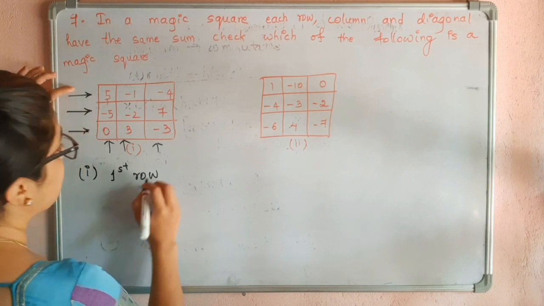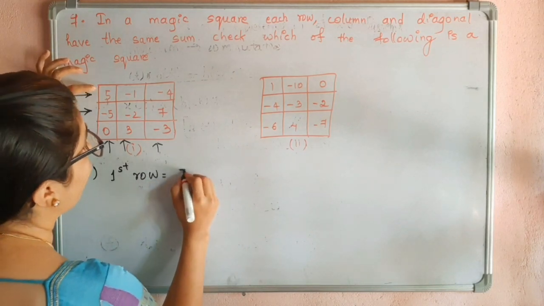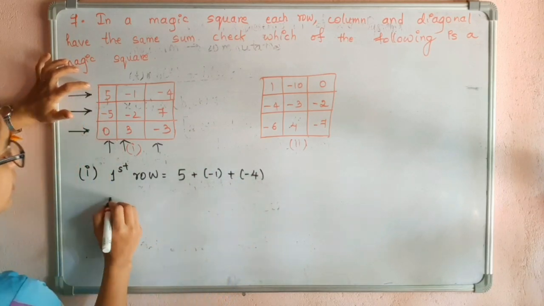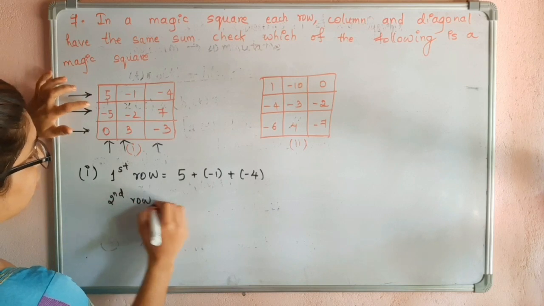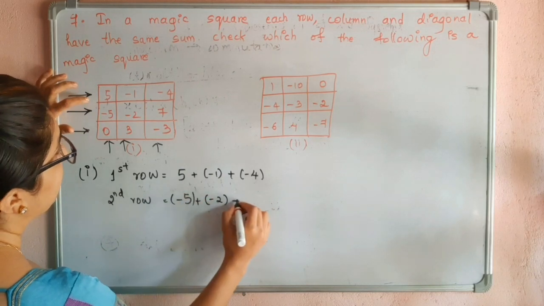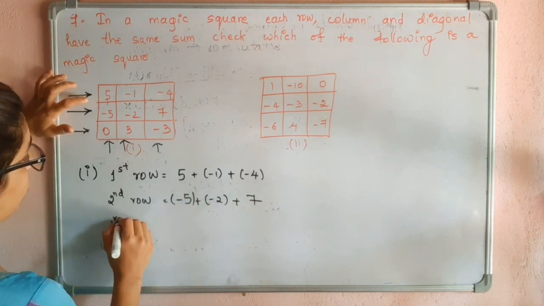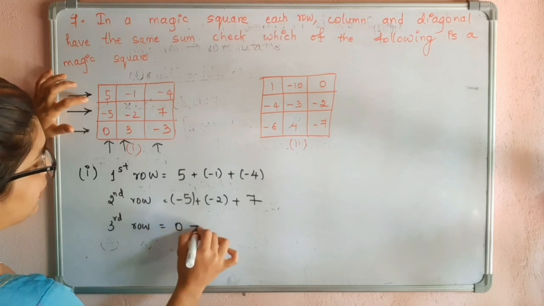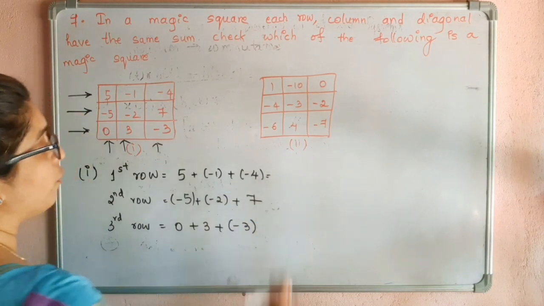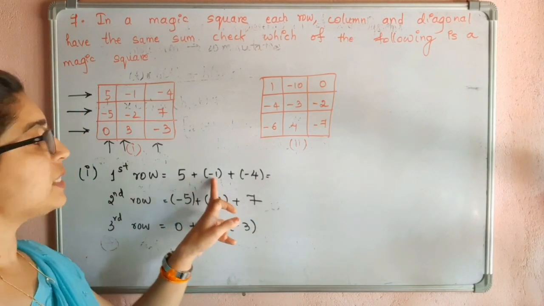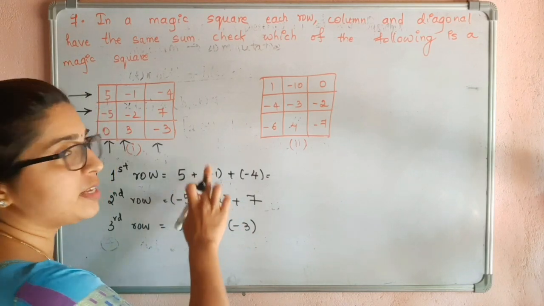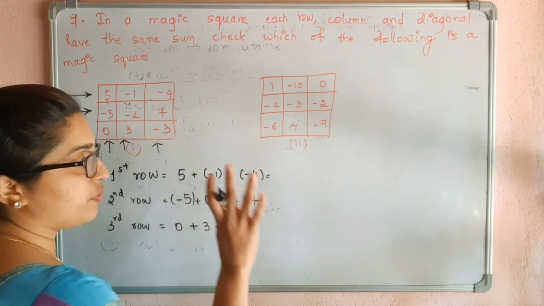So first I will consider the first row. The sum of row: 5 plus minus 1 plus minus 4. Second row: minus 5 plus minus 2 plus 7. Third row: 0 plus 3 plus minus 3. So let us find out the sum of these rows. 5 plus minus 1, so it is 5 minus 1. You know, plus into minus is minus. So 5 minus 1 is 4.